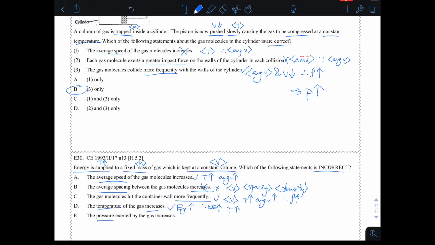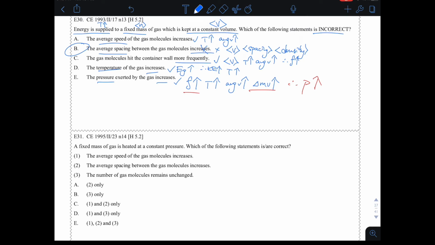Yes. The pressure increases. Then we have to talk about the frequency increase and also the temperature increase. That means the average velocity increases. That means the change in momentum increases. Then by these two, frequency increase and the momentum change increase, therefore, the pressure must increase because you hit more frequently and harder. Then the answer is B, which is incorrect.